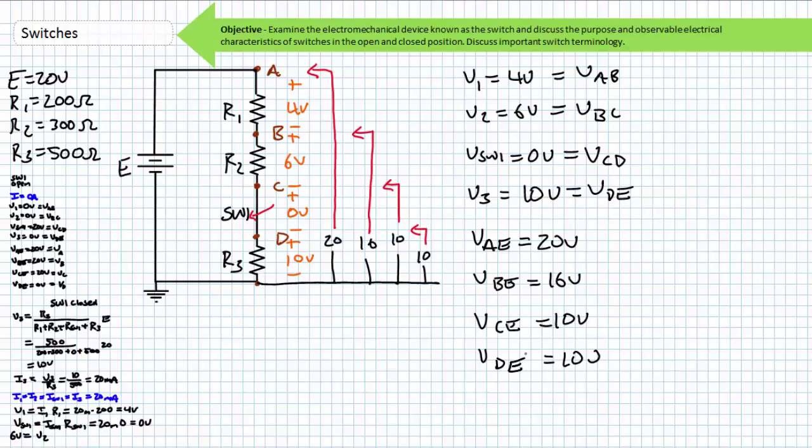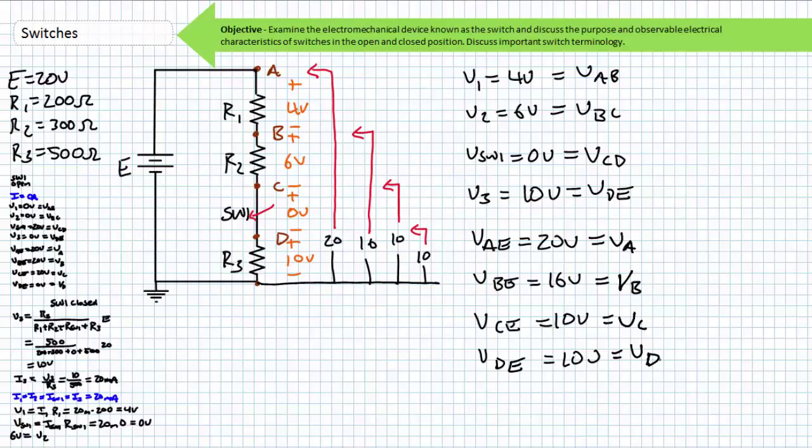It makes sense. For the closed switch condition using single subscript notation, where node E is an agreed upon reference point at ground potential, it can be said that VA equals 20 volts, VB equals 16 volts, and both VC and VD equal 10 volts. Again, if this seems like one of those other side of the looking glass scenarios, it kind of is.